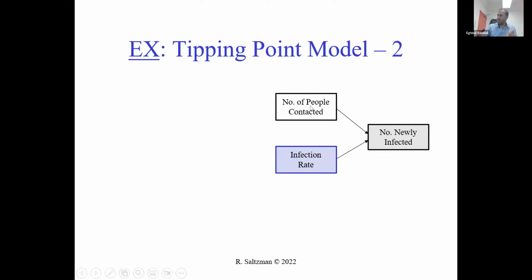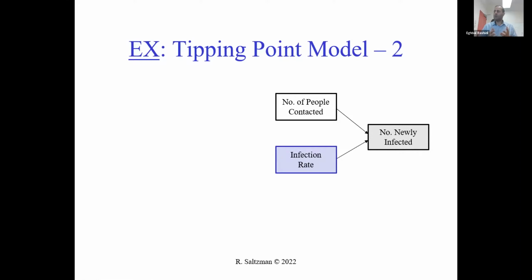On the other hand, the infection rate is a constant parameter value. It was 2% by default, but we could change it for what-if scenarios or from one problem to another. That's why we choose the blue rectangle for this. Both of these factors impact the number of newly infected, so the arrows go to it.